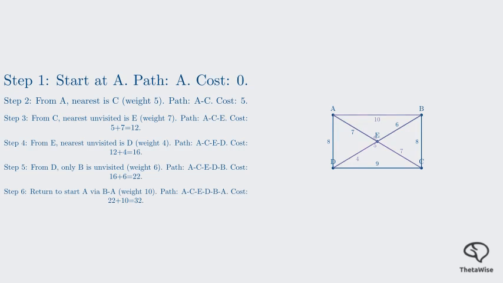It's important to note that the result can depend on the starting vertex. The nearest neighbor algorithm is a heuristic. It provides a good solution, but not necessarily the optimal one. Now let's find the other side of our interval, the lower bound.